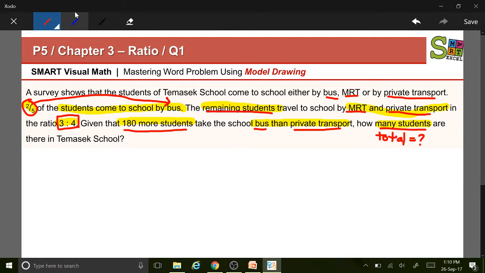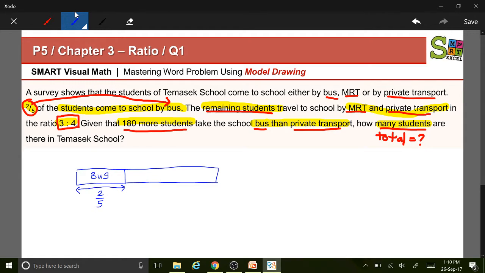Okay, how do we solve this? From here we know we have students that they are comparing, students by bus and by the MRT and private transport. So we have a model to differentiate. One model will do because we're talking about the students. So we have here by bus, which is 2/5.